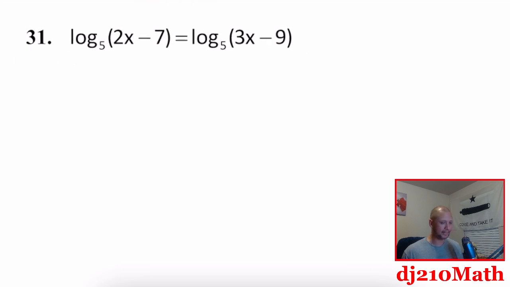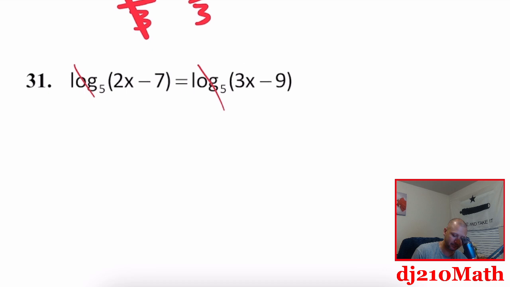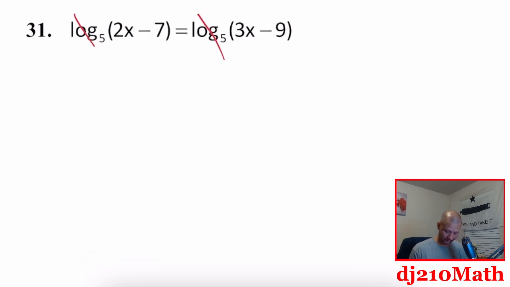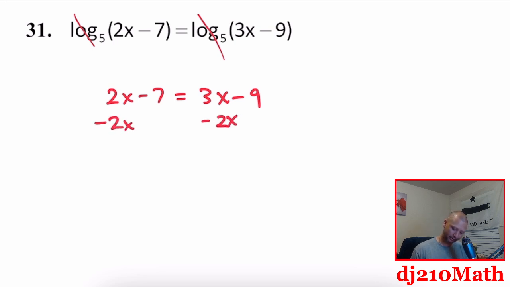Okay. Ideal situation. I love this. Cancel. Right. Don't got to do anything. Nothing, no little tricks. Just cancel. Right. There's a log on both sides. Arguments will be equal to each other. So this is minus 2x, negative 7, x minus 9.